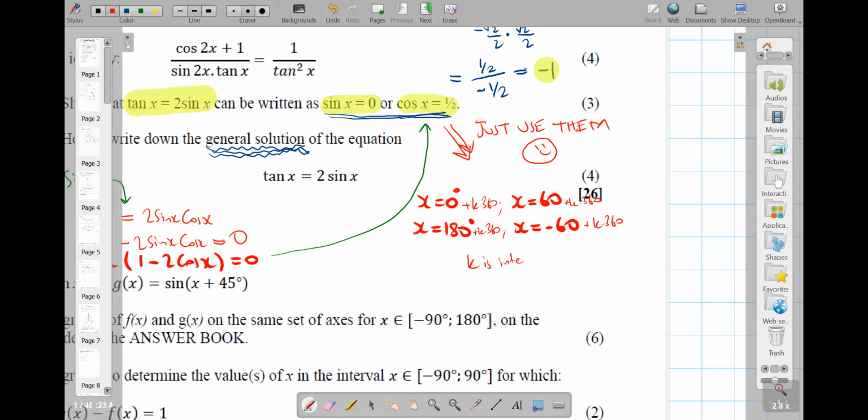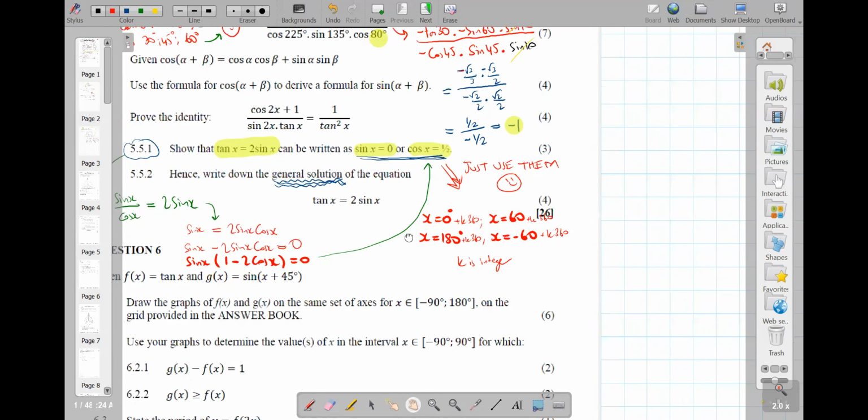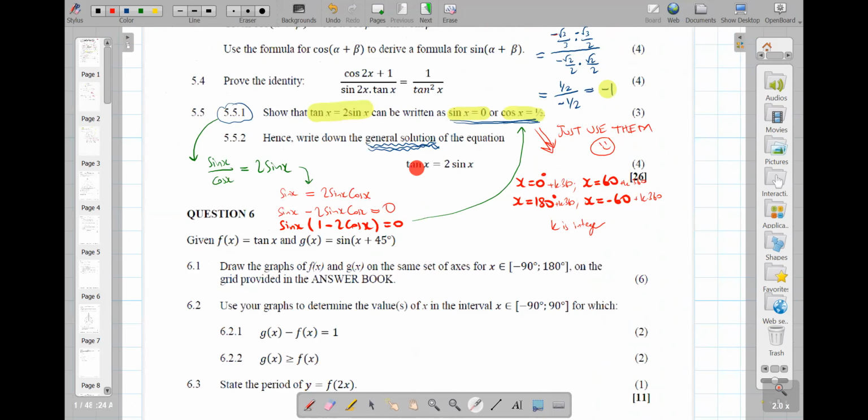So this is 4 marks, you know. That's how, if you end up with such a question, sometimes maybe tangent squared equals 2 sine, it looks difficult to solve, but use that thing they gave you.